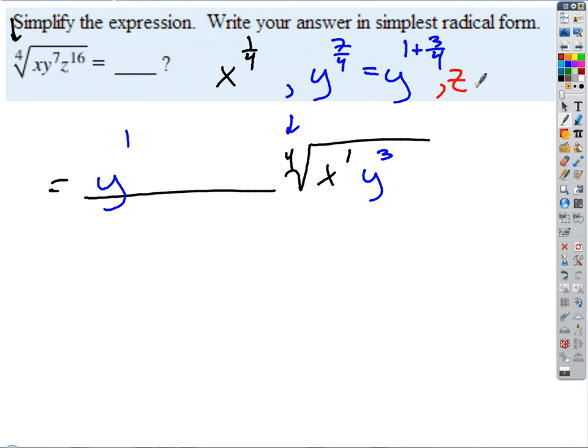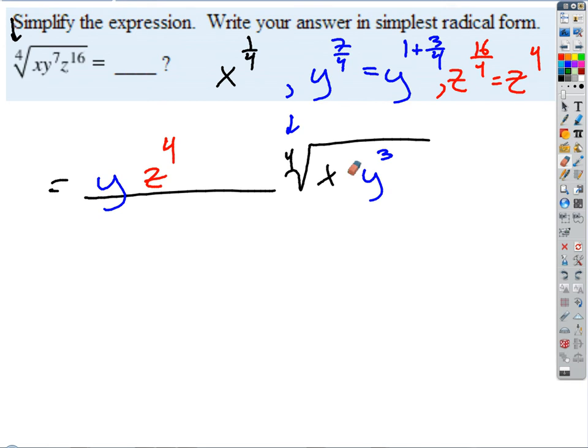What about the z? I get z to what power? 16/4, which as a mixed number is what? It's just an integer, it's just 4. So what's that tell you about the z? It all goes outside to the fourth power. So that's my answer. I just get y, I don't need to have the 1 there, y times z to the fourth times the fourth root of x times y cubed.